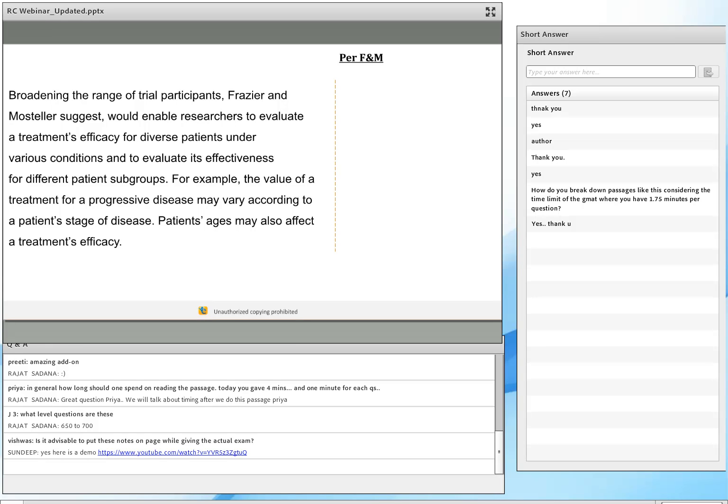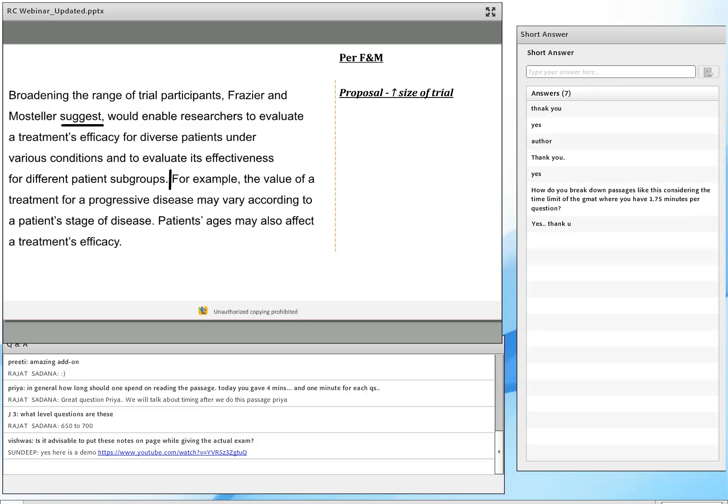Then the author says broadening the range of trial participants. Okay, so we are continuing with that thought. FNM suggests would, again, remember how the author is very careful about stating what his viewpoint is versus what FNM's viewpoint is, would enable researchers to evaluate the treatment's efficacy for diverse patients under various conditions and to evaluate its effectiveness. So when you read this part over here, you can actually go two ways in this.